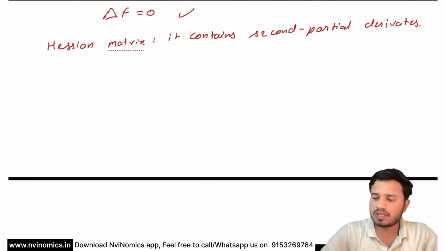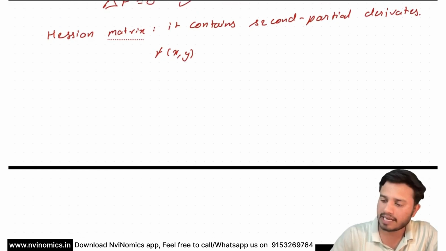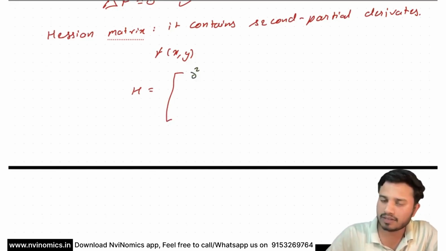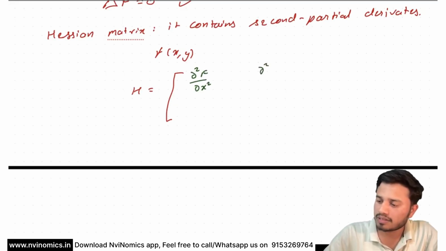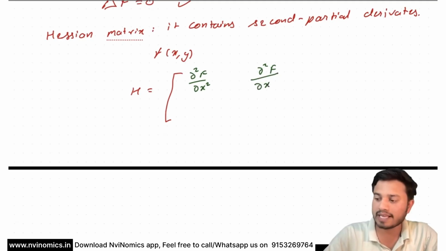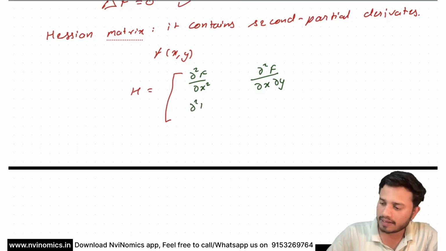For the two variable case, f of x, y, the Hessian matrix H will look like this: you have the second partial derivative of f with respect to x here, then the second partial derivative with respect to x and then with respect to y. Here it will be the same.